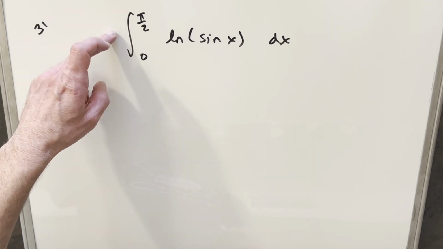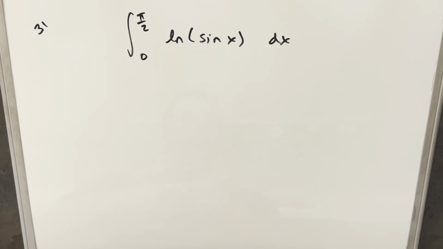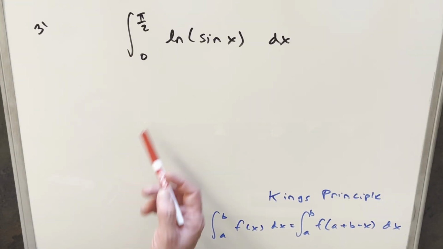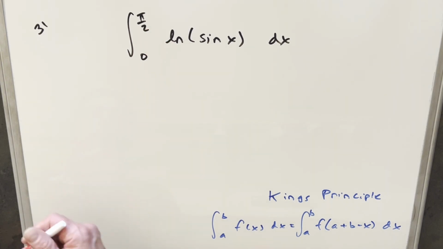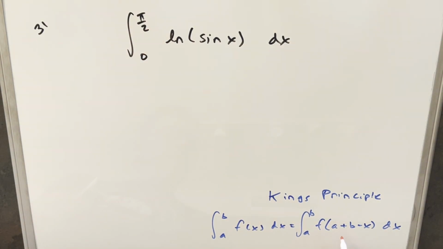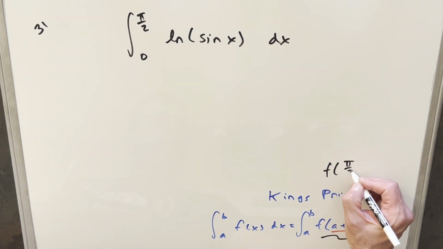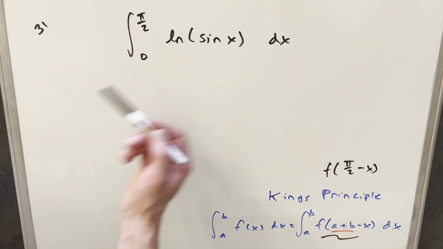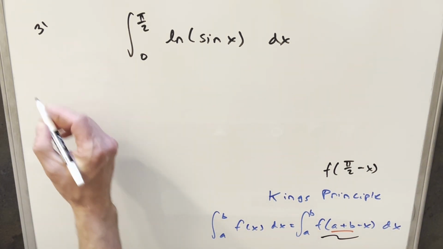But what we can do, I think, is use the bounds. What I want to do for this is just use King's principle. Using the formula we have over here to the right, we just want to add up our bounds, our a and b values. When we add pi over 2 to 0, we just get pi over 2. So this a plus b value is going to be pi over 2. We want to compute f of pi over 2 minus x. This gives us a quick way to transform this integral without having to do out the steps of the u substitution.